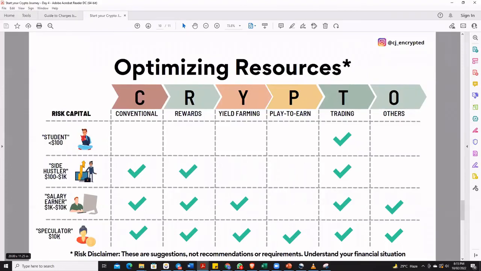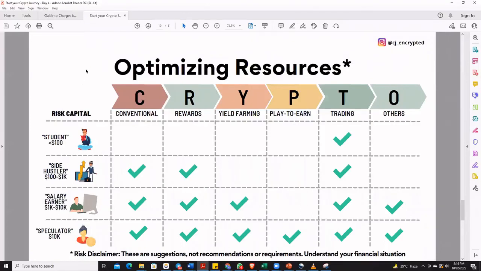That's not risk capital. That is capital that you are putting at risk. Okay, there's a difference. But this one is money you can afford to lose and deploy in this space. All right, so that's really about optimizing resources. And I hope this particular slide is useful to help answer some of those popular questions: how much do I have, what can I do, in which space can I play. This is a suggestion that you can use and build your cash flow over time so that you can play in more and more spaces.